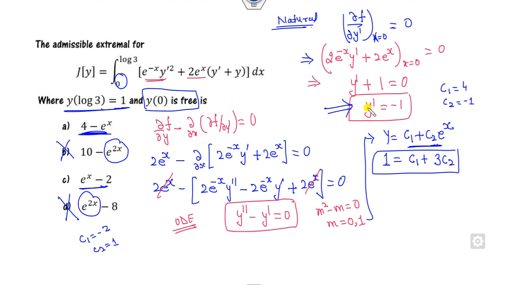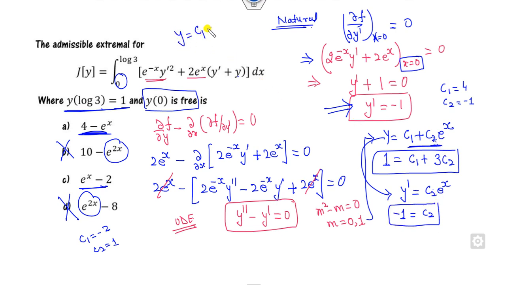Now we can look here. y dash is minus 1. If I take from here, y dash is C2 of this, at the point 0. So what is the value of y dash at 0? C2. So C2 will be minus 1. Which one is the right answer? This is the correct answer of this problem, because C2 is minus 1. So the right answer is 4 minus e raised to power x.